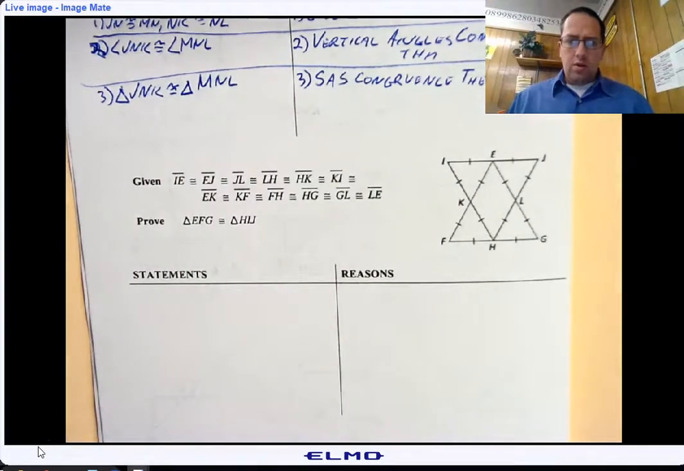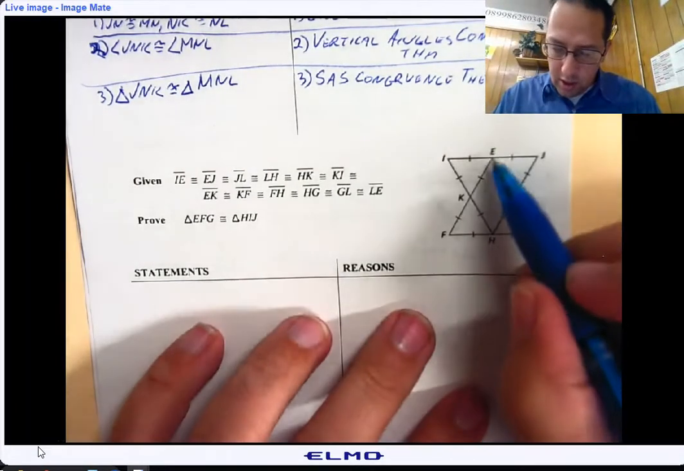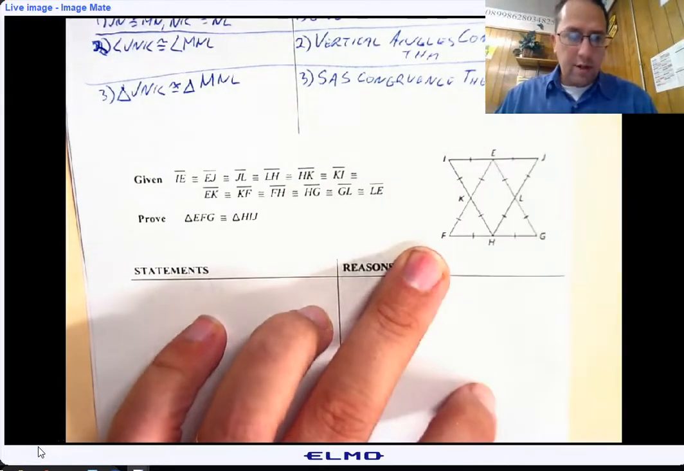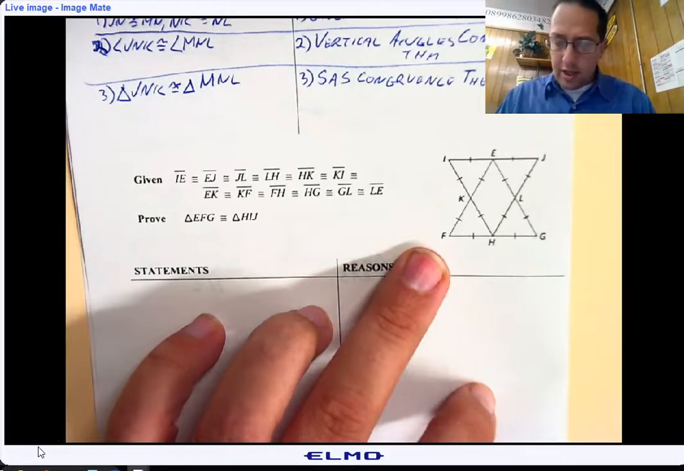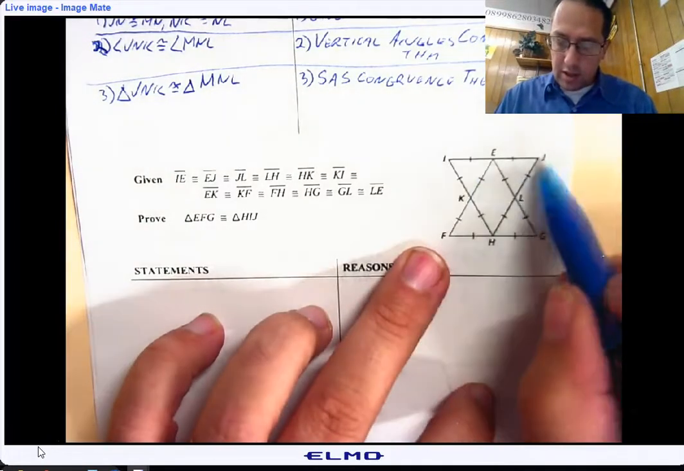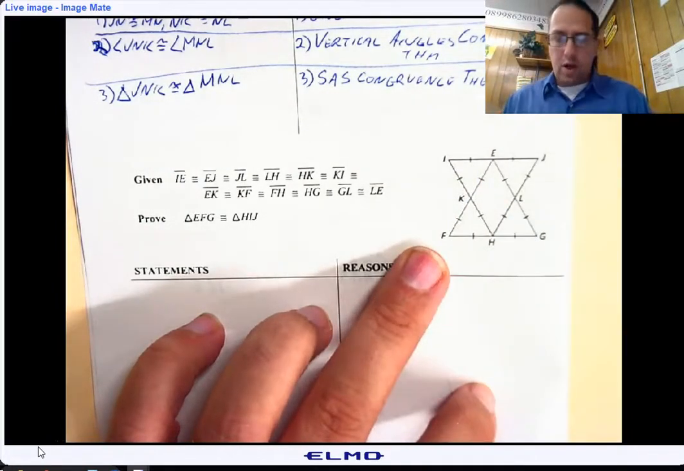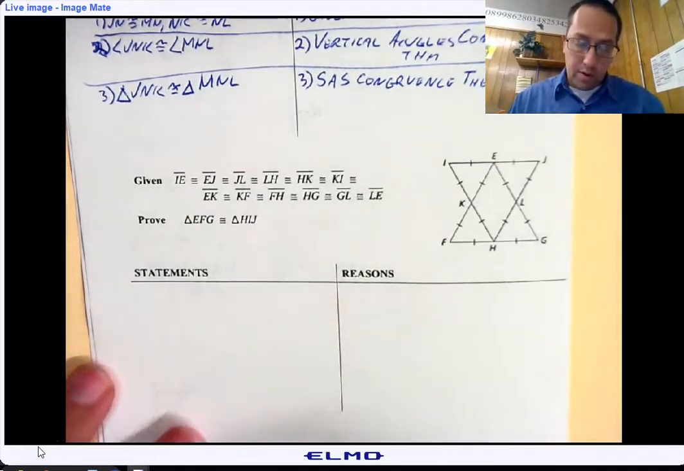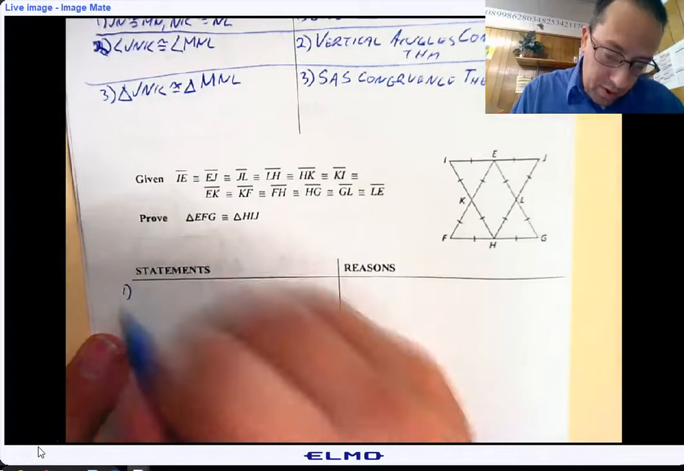Here we are given a lot of congruent segments, and we need to prove triangle EFG, so that's this big triangle here, is congruent to triangle HIJ, so that big triangle there. Alright, so let's take a look at this. First, we have to write down the givens. We've got a great big given. We've got to write it down.